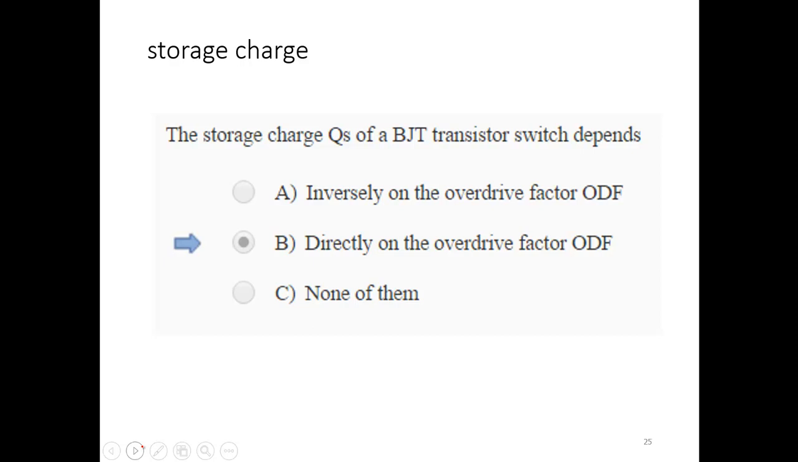The storage time depends on the amount of charge you stored within the device. It depends directly on the overdrive factor. If you drive it too hard, that means you drive a lot more base current than the minimum you need. It's difficult to find the exact critical value, so normally you have to have a little bit more than what you need. The storage charge, not the time, depends directly on that overdrive factor.